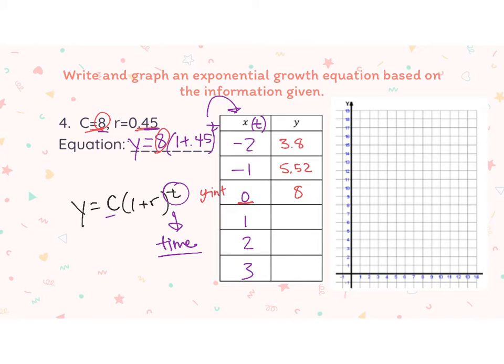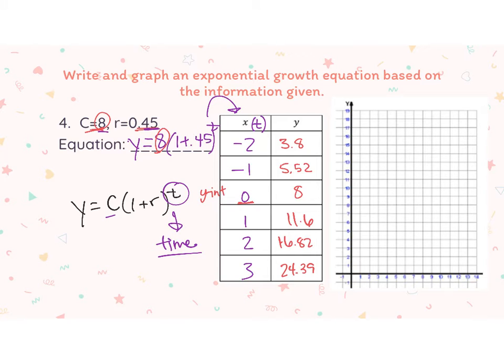Okay, now do it with 1. 8 times 1 plus 0.45 raised to the first power, I get 11.6. 8 times 1 plus 0.45 raised to the second power, I get 16.82. And then 8 times 1 plus 0.45 raised to the third power, I get 24.39, roughly. All right, now let's go ahead and put those on a graph.